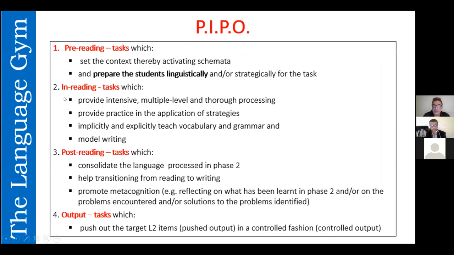Before step two, reading a task, make sure that you have a substantive pre-reading session. Three, four, five, the more activities, the better, where you prepare them for anything that is still challenging in the text. You want them to go there confident. Then make sure that you do all the things that I showed you earlier, if you can. Thorough processing, input flooding, multi-level exploiting. Make sure that the text is exploited at different levels if you want them to learn from it.